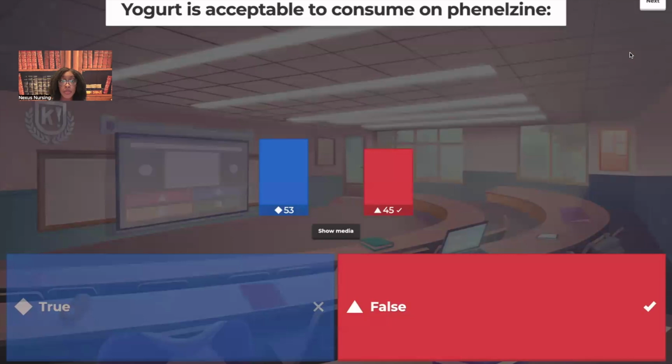Okay, false. No, yogurt is not acceptable, guys. No yogurt, no aged cheese, no red wine, nothing that belongs on the charcuterie board. If you go to the deli department, anything in the deli department that has been preserved is going to be high in tyramine. So that's a no-no. Smoked meat, correct. All of those are no-nos.